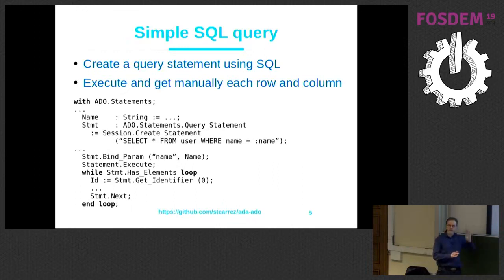All this is very close to what you have in Java, in fact. Once your statement is executed, you can iterate. You have the has elements operation which tells you whether you still have some rows in your statement. Then you can get the columns one by one as you want. When you are done, you call statement next, and it moves to the next row, and so on. So this is very close to Java.